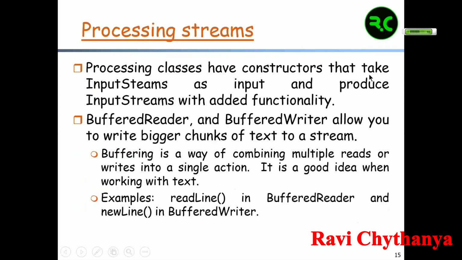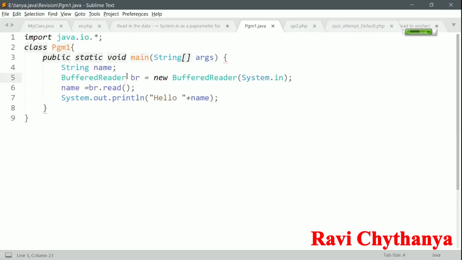Okay, all right, now processing streams. The processing classes have constructors that take input streams as input and produce input streams with added functionality. BufferedReader and BufferedWriter allow you to write bigger chunks of text to a stream. Example, readLine in the BufferedReader, newLine in the BufferedWriter. I can process the input before writing onto the given stream or before reading from the given stream.